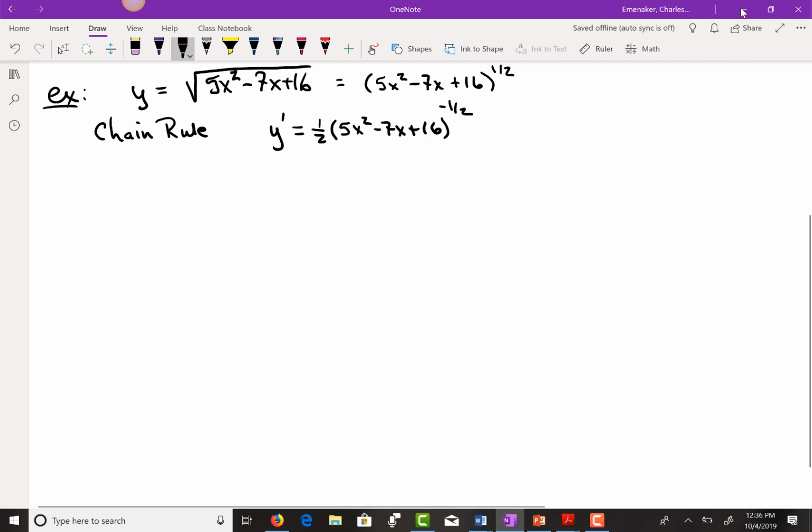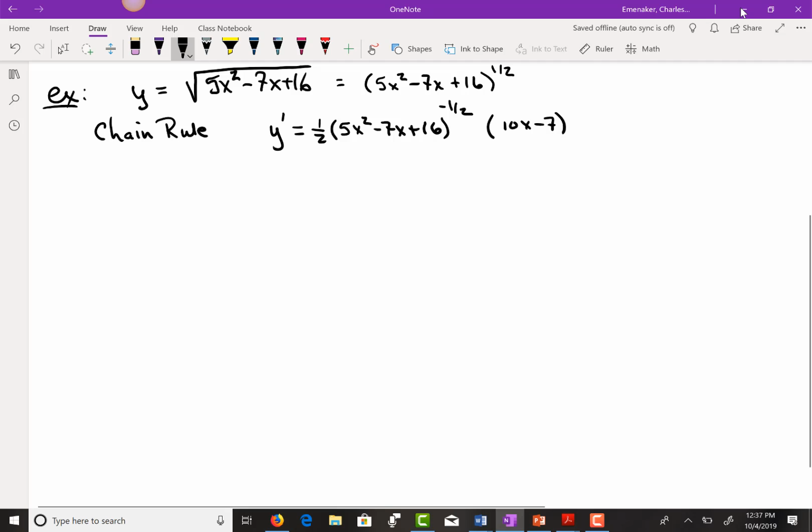So we're unwrapping this gift. We've got the wrapper, the ribbon undone, the box is popped open. After you've dealt with the outside part, now what do you deal with? The inside. After you've done the outside, now we do the derivative of the inside, which is going to be 10x minus 7. Does that make sense?